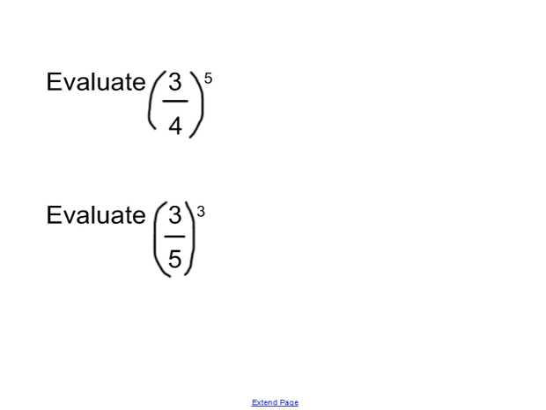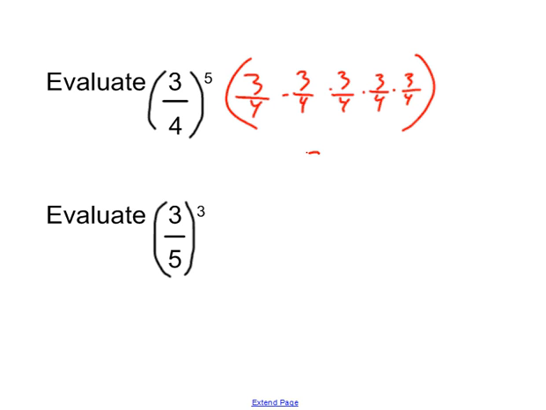I've got to evaluate 3/4 to the 5th power. That means 3 over 4 times 3 over 4 times 3 over 4 times 3 over 4, and I have to do this 5 times. Another way to say that is 3 to the 5th power, because there's 1, 2, 3, 4, 5 of them, over 4 to the 5th power. 3 to the 5th power, if I use a calculator, I get 243. And 4 to the 5th power is 1024.